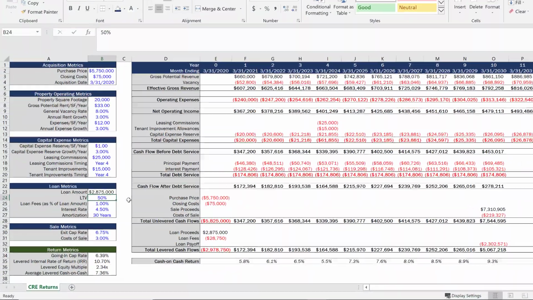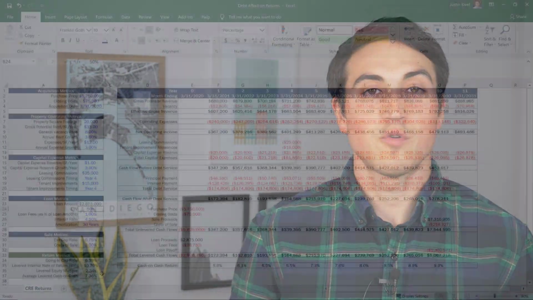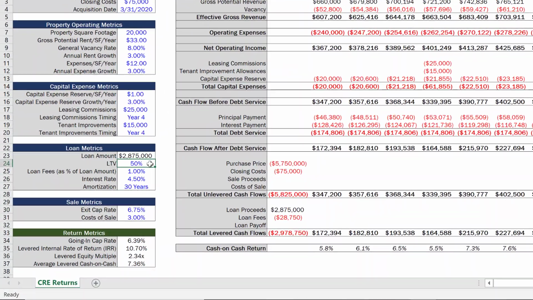So if we set that loan to value ratio back to 50%, we can see that that equity multiple for this deal is 2.34x. This means that the investor earned back 2.34 times their equity investment in the deal over this entire 10-year hold period. But if we bump that loan to value up to 80% and check the equity multiple again, what we see is that now that equity multiple goes up to 3.58x, which is significantly higher than that 50% leverage scenario.